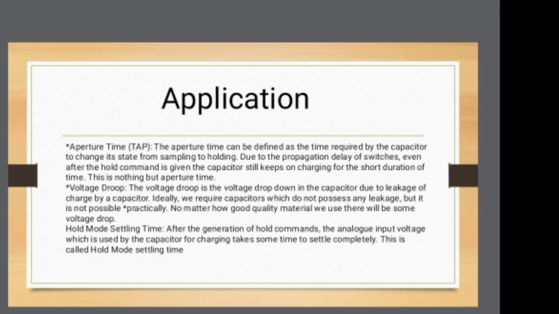Hold mode settling time. After the generation of the hold command, the analog input voltage at the switch is used by the capacitor for charging. It takes some time to settle completely. This is called hold mode settling time.